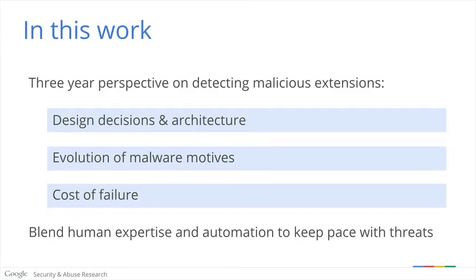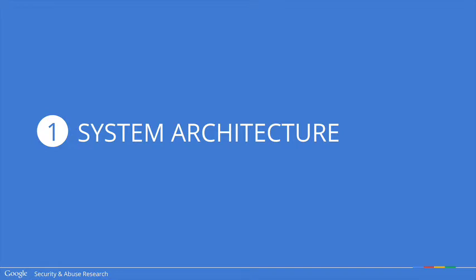So today I'm going to talk about our 3-year experience working with this system. I'm going to talk about the design decisions and the architecture that went into building WebEval. I'm going to talk about the different kinds of malware motives that we saw, the kind of threats that we actually see, and what happens when we make a mistake. What is the cost of failure? We want to highlight that to make a real production system like ours, we have to blend human expertise and automation to keep pace with threats. So let's start with the system architecture.